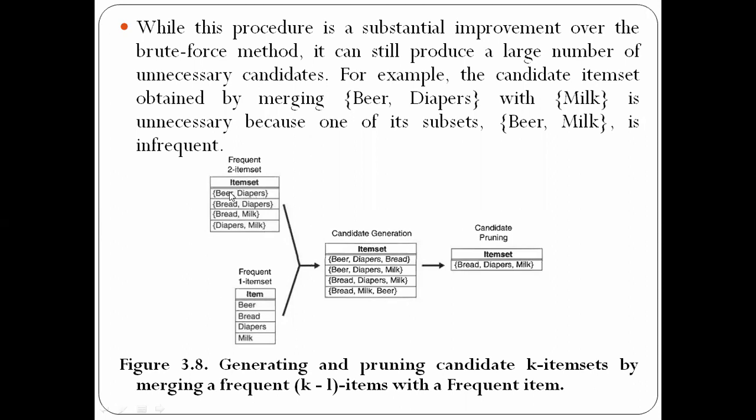So see here, f2 is merged with these items. So beer and bread is checked with beer. Is it possible to form a candidate 3? It is not possible. Next, beer and bread, beer and diapers with bread. We can form one candidate 3 item set: beer, diapers, and bread.